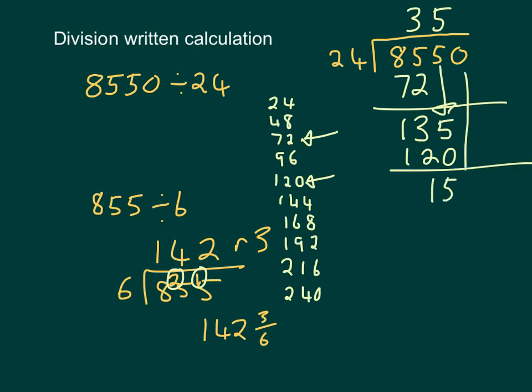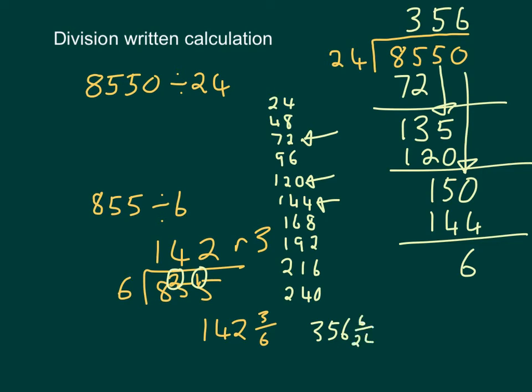Of course, then I need to pull down the 0. How many 24s in 150? I can see there must be 6. And that still leaves me with 6. Now, we've come to the end of the number, but then we've still got this remainder of 6. So either we can present the answer here as a fraction and say it's 356 and 6 over 24, which of course we can cancel down to a quarter, or we can bring down further zeros to make it into a decimal.